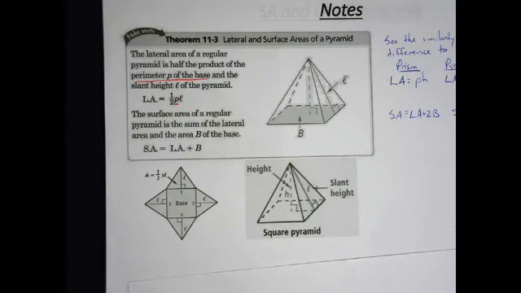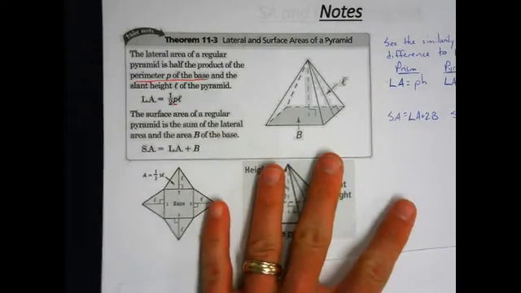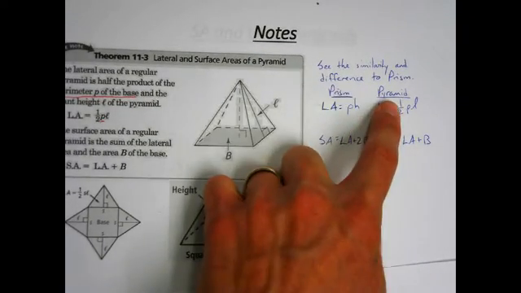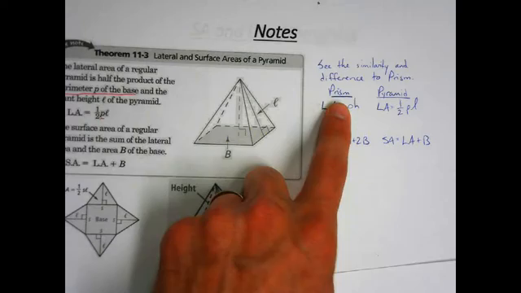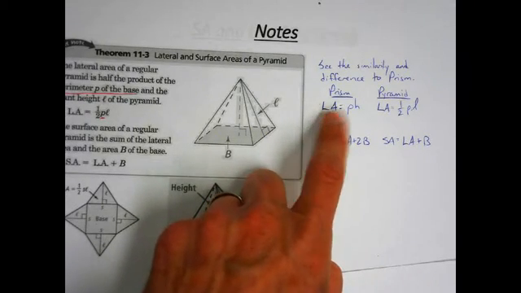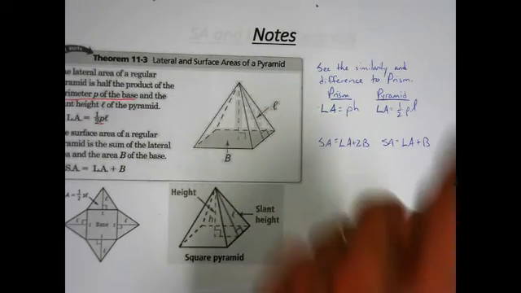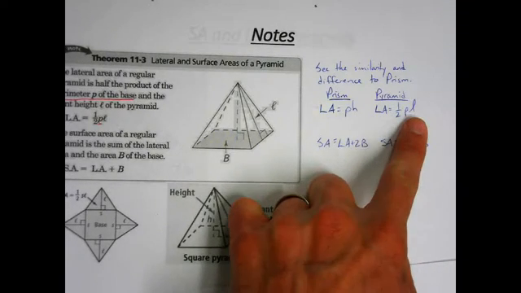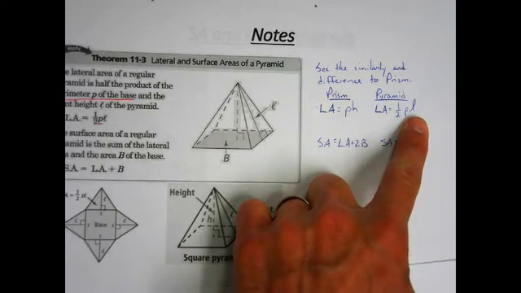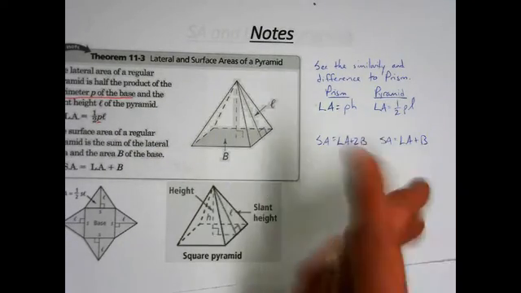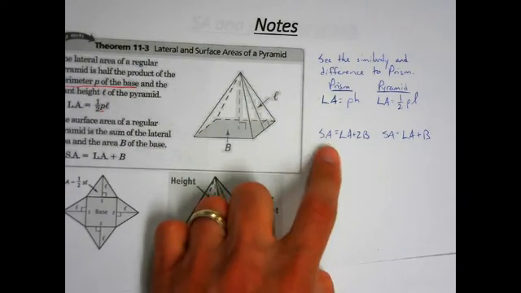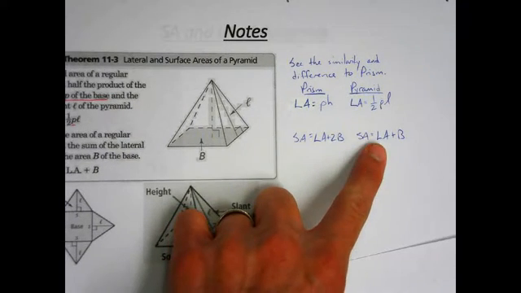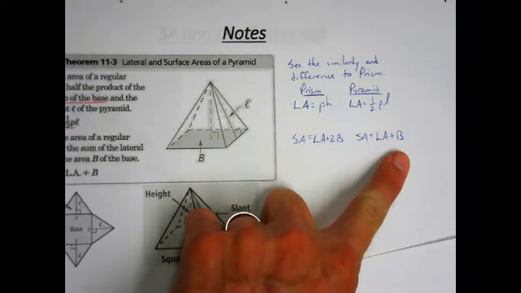And so what we're going to do now is compare our formulas between the prism and the pyramid. Okay, the prism we have locked up, we're good to go. If you remember, the lateral area was the perimeter of the base times the height. Well, for a pyramid, the lateral area is half that. Half the perimeter of the base times the slant height. In the prism, the surface area was the lateral area plus 2 times the area of the base. In the pyramid, the surface area is the lateral area plus only 1 of the area of the base.